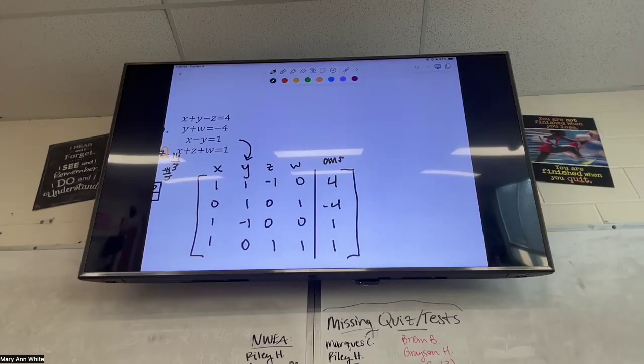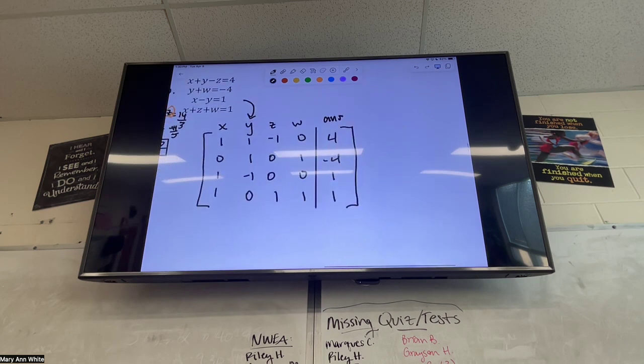And if you were watching me do that, I struggled on a couple of them. I had to think about it again. So if it's hard to write it as a column, you can do it as the row first. Just make sure that you're leaving zeros and spaces if you don't have an X or don't have a Y or don't have a Z or don't have a W. So I put that in as a 4x5. We're going to put this in as a 4x5 matrix.